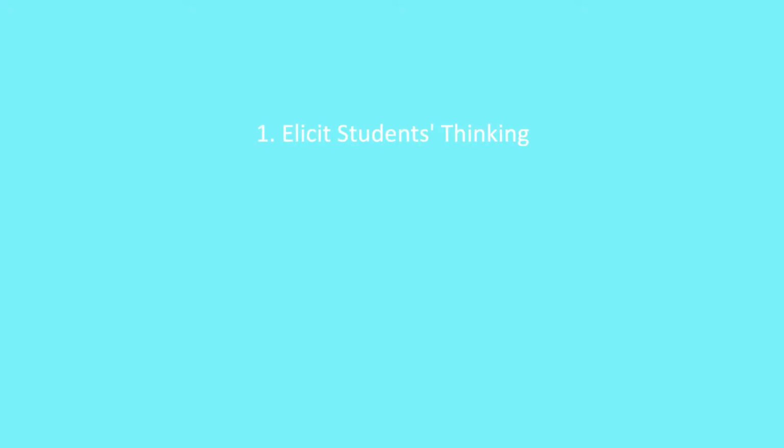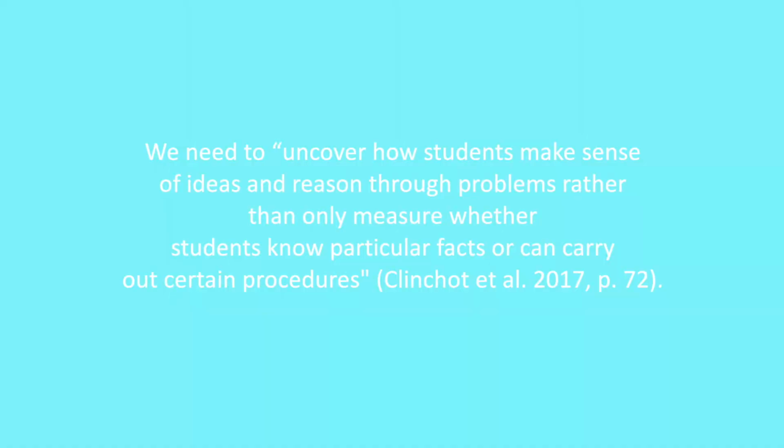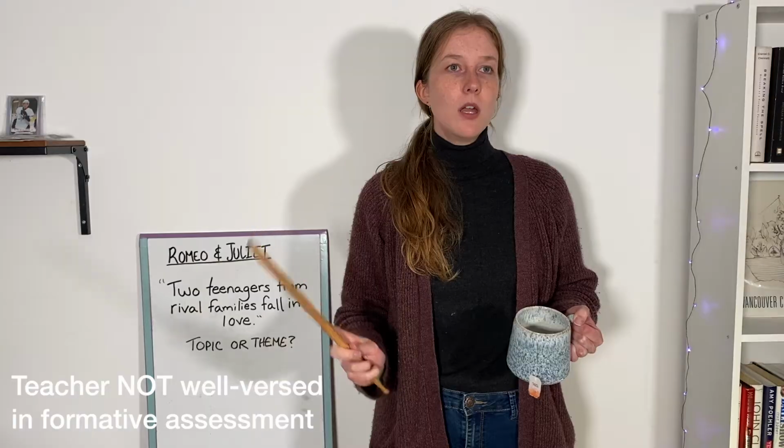Step 1. Elicit students' thinking. If you want to get an idea of how strongly your students are grasping the course content, you need to hear from them. We need to uncover how students make sense of ideas and reason through problems, rather than only measure whether students know particular facts or can carry out certain procedures. Let's take a look at a secondary English teacher trying this out and see how they do.